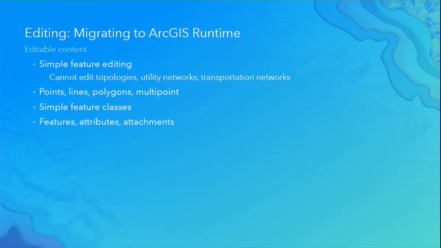So the editable content within the runtime right now is essentially simple feature editing. The mobile geodatabase doesn't contain topologies, utility networks, or transportation networks that you can edit, but it does contain point, line, polygon, and multi-point geometry types, feature classes. You can edit and synchronize the features, the attributes, and any attachments that you make on those features.